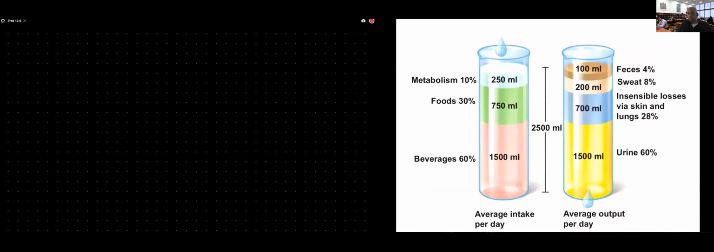All right, so water intake is going to be in the form of beverages, which represent the largest amount of total fluid intake, around 60% of the total water intake. Food represents around 30% of the total water intake, the amount of water that you get from outside. And metabolism represents around 10% of the water that you're getting.